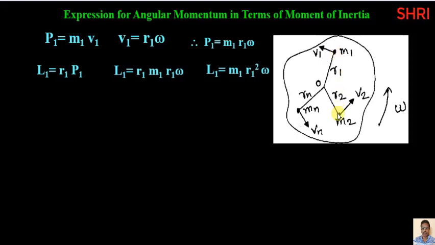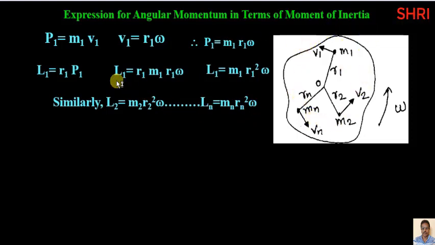Similarly, just like L1 equal to m1 r1 square omega, L2 will be m2 r2 square omega for the second particle, and for the third particle it will be m3 r3 square omega, and for the last particle it will be Ln equal to mn rn square omega. Total angular momentum of the entire body will be the sum of all these angular momenta, L1, L2, L3, Ln. So we get the total angular momentum. Now keep the values of L1, L2, L3, and we get the next step.